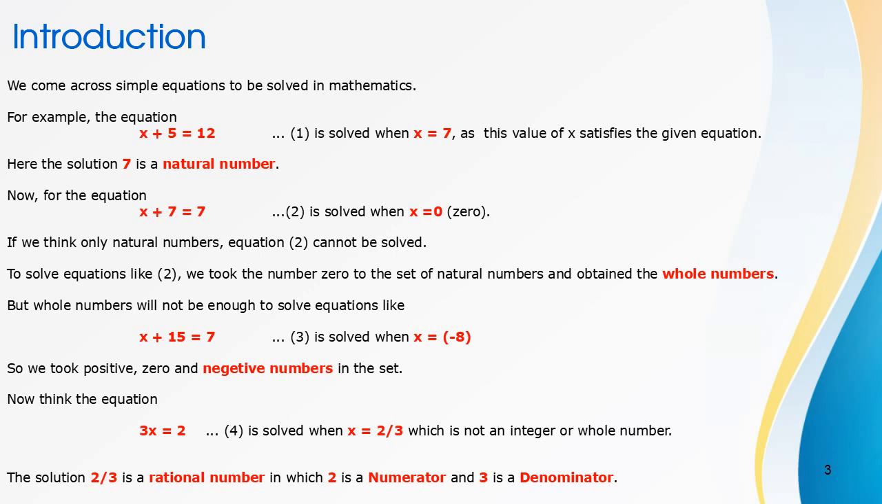To solve equations like number 2, we added the number 0 to the set of natural numbers and obtained the set of whole numbers. But whole numbers will not be enough to solve equations like x plus 15 is equal to 7, as x is equal to minus 8. So we took positive numbers, 0 and negative numbers in the set. Now think of the equation 3x is equal to 2, which is solved when x is equal to 2 upon 3, which is not an integer or whole number. The solution 2 upon 3 is a rational number in which 2 is the numerator and 3 is the denominator.